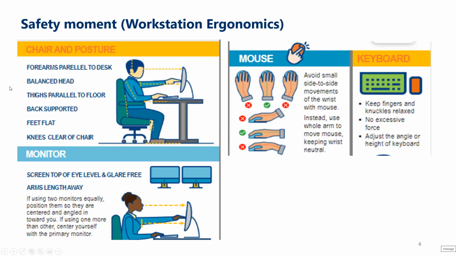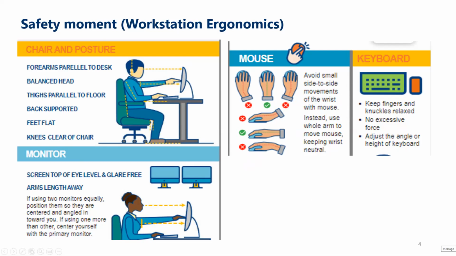The last point is regarding how we position our hands. As we will be working these very long hours, we will have the mouse, with movements front and back, left and right. This shows how we need to avoid small side-to-side movements of the wrist. Instead, we need to use the whole arm to move the mouse, keeping the wrist neutral. This will also help us avoid pains in the joints of the hands, right?